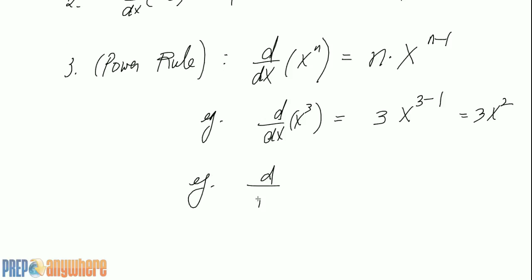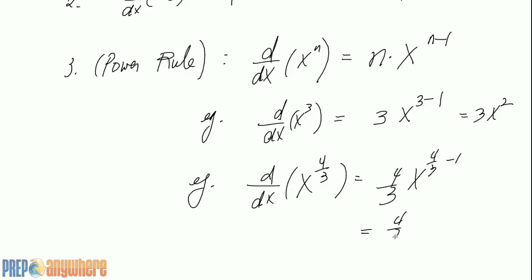Pretty simple, right? Let's do one more. We can even do it on fractional exponents. x to the power of, let's say, 4 over 3. Bring the 4 over 3 down. 4 over 3 minus 1. So you get x to the power of 1 over 3.